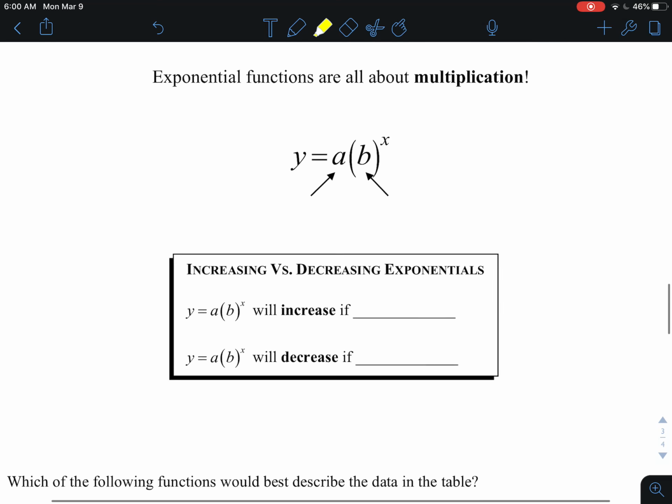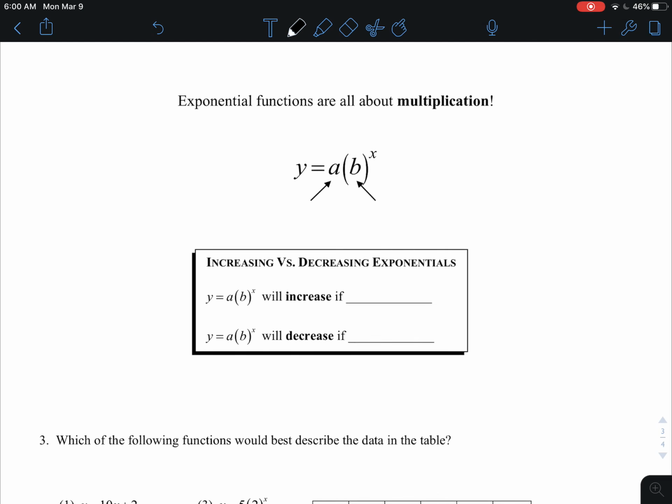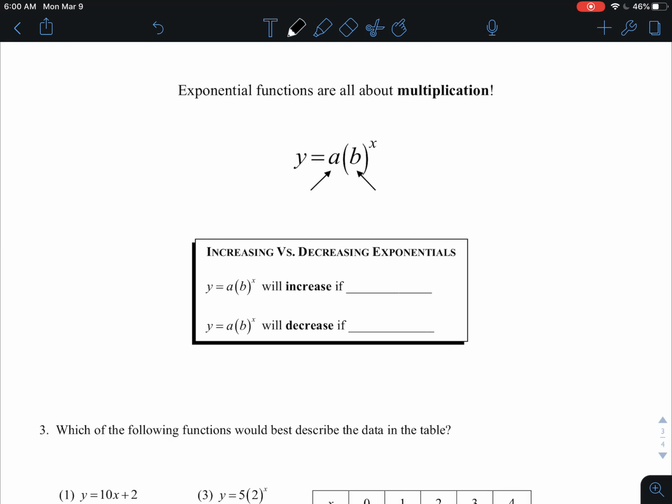Okay, so now we're going to talk about what this function actually is. If you could turn to the next page in your notes, this is what we call the standard form of an exponential function. Exponential functions are all about multiplication. So that's the focus we're going to have right now on this function, that what it does is it creates values through multiplication. What I want you to label right now is this b value.